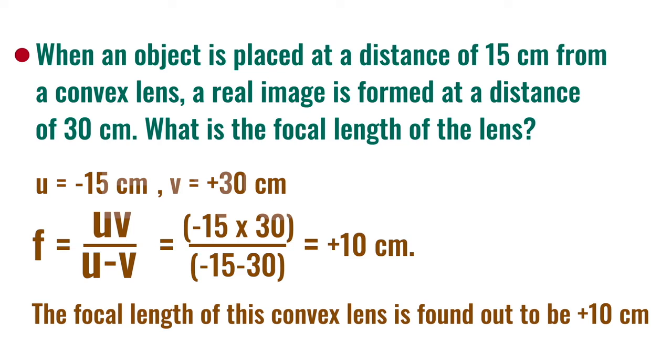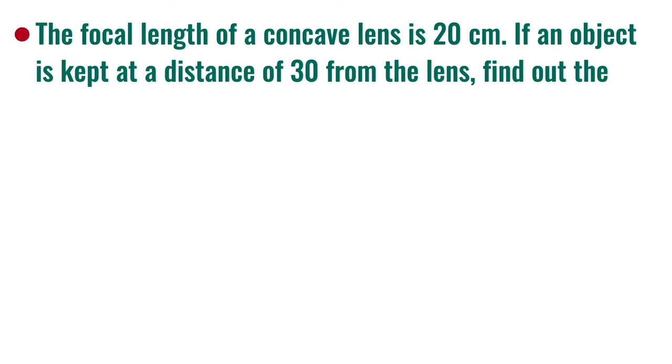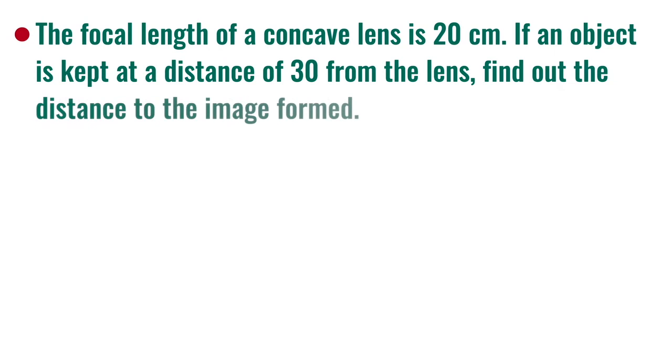Let's do another problem. The focal length of a concave lens is 20 centimeters. If an object is kept at a distance of 30 centimeters from the lens, find out the distance of the image formed. The lens here is a concave lens. We know that the focal length of a concave lens is negative. So here f is equal to negative 20 centimeters. The object is placed at a distance of 30 centimeters from the lens. By applying the sign convention, we get the object distance u is equal to negative 30 centimeters. We can use the lens formula to find the image distance.